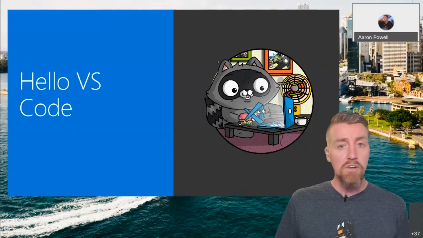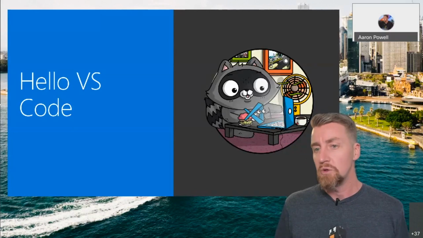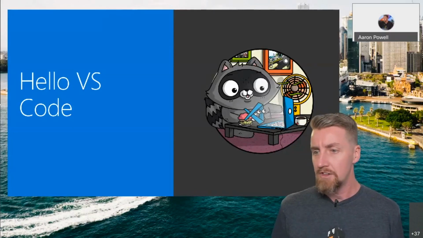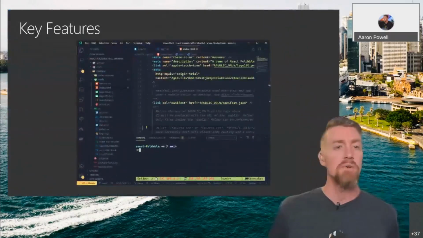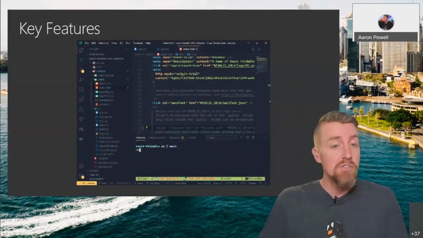So, what does VS Code look like if my slides want to advance? There we go. Animations. So this is VS Code.